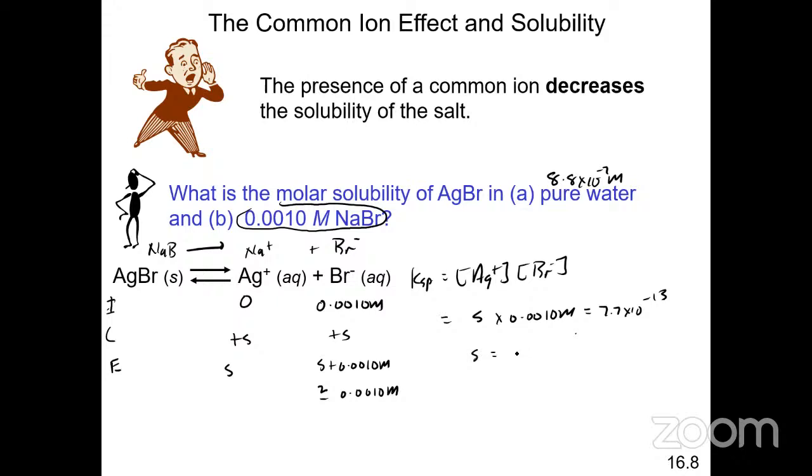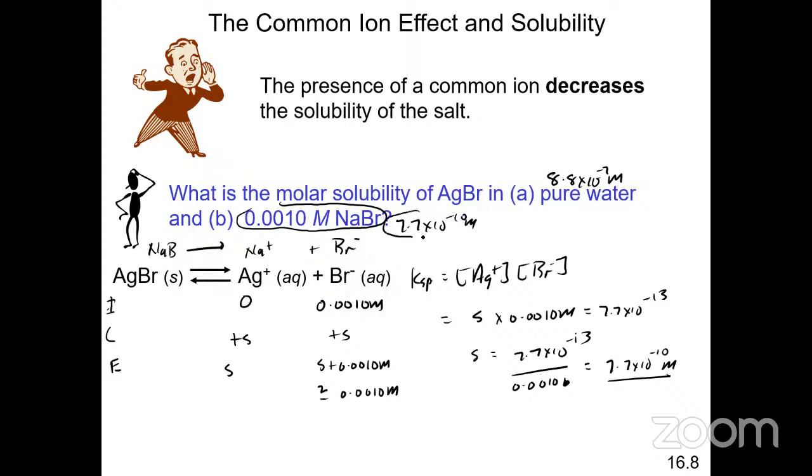So basically, this is all you have to solve. Therefore, S will be equal to 7.7 times 10 to the minus 13 divided by 0.0010. Well, we don't need the m. According to my calculation, this works out to be 7.7 times 10 to the minus 10 m. So this would be the solubility of silver bromide in the presence of 0.0010 m sodium bromide. Let me write that number here, 7.7 times 10 to the minus 10 m.